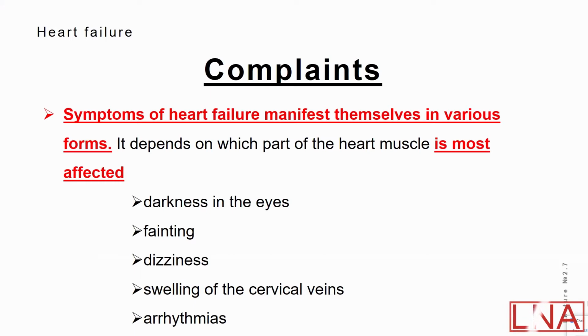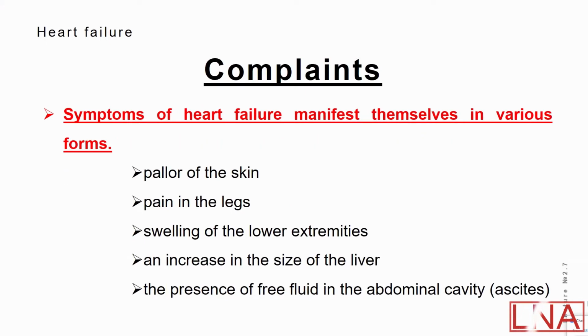Compliance of the patient with chronic heart failure. Symptoms of heart failure manifest themselves in various forms, and it depends on which part of the heart muscle is most affected. Darkness in the eyes during decreased blood supply, fainting, some dizziness, swelling of the cervical veins, different types of arrhythmias. Pallor of the skin, pain in the legs due to stagnation and edema of the legs, swelling of the lower extremities, and increase in the size of the liver and spleen because of hepatosplenomegaly, and the presence of free, additional fluid in the abdominal cavity and the thoracic cavity.